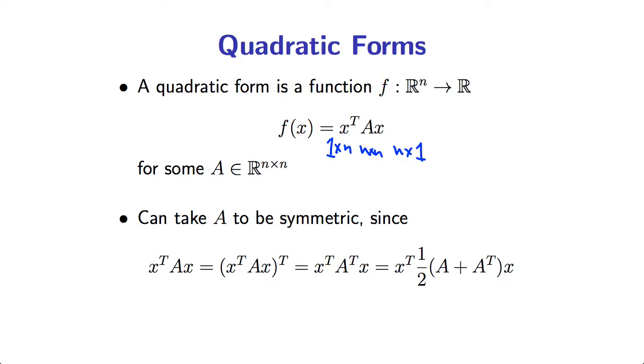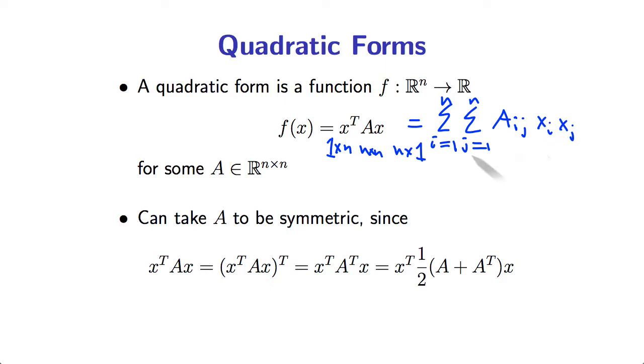Now if we use the definitions of matrix multiplication, what we'll see is that this expression here is actually equal to the sum from i equals 1 to n and the sum from j equals 1 to n of aij times xi times xj. That's just plugging in definitions for matrix multiplication. What you'll get is this form here.